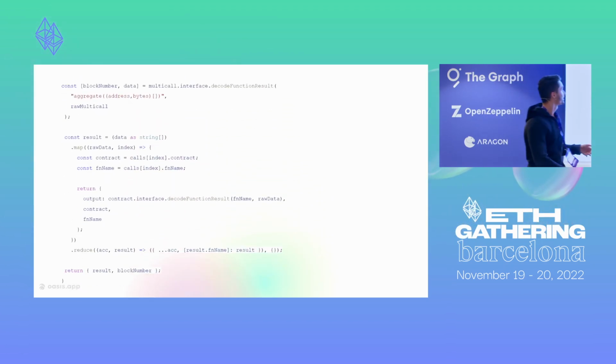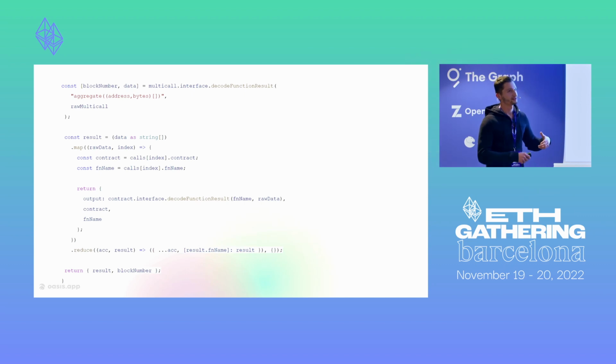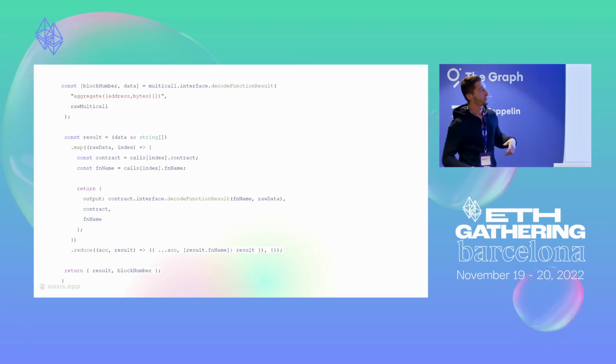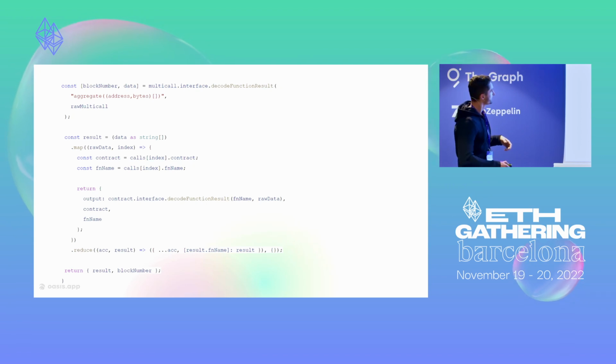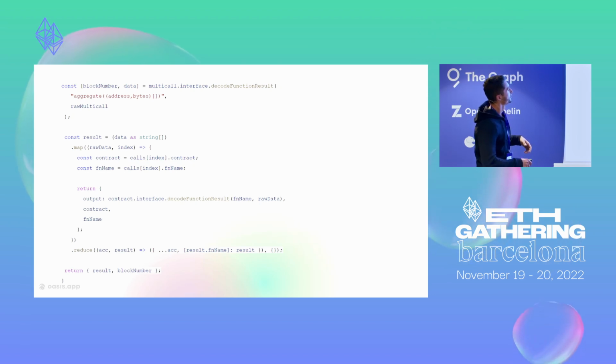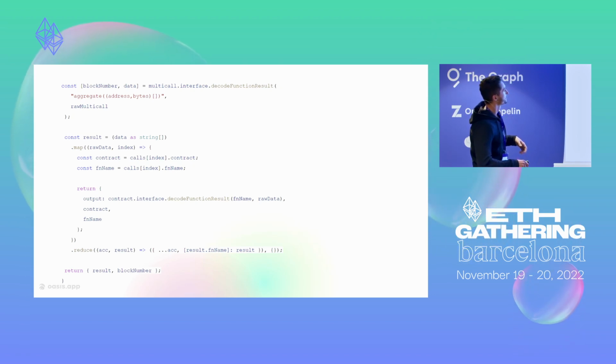But again, the data returned will be just some hex values that we need to somehow decode. In order to make our life easier, we can use already parsed contracts to decode the function results, with the function name that we provided and the raw data, because you can see the raw data was returned from the aggregate function.